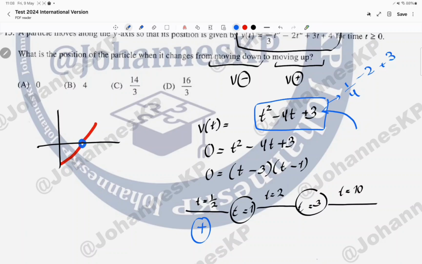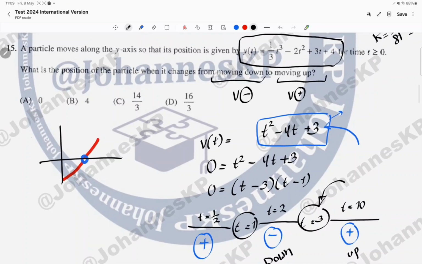Okay. Now, at the time of 2, if you plug in 2 in there, you get 4 minus 8 plus 3. Yeah, negative. And then if you plug in the 10 in there, you get 100. Positive. That means it's moving from down to up at the time of 3. So now, we didn't answer the question yet. We should now plug in the time of 3 they want in the position equation.